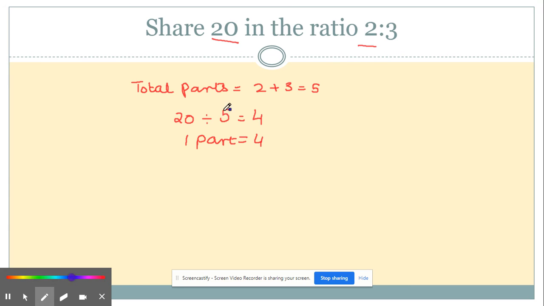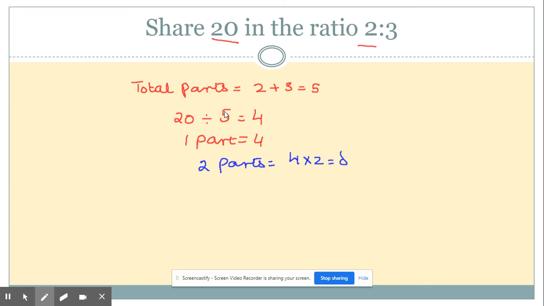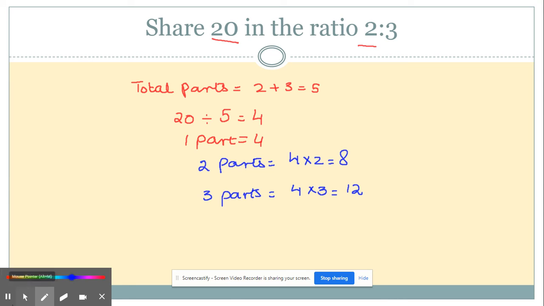So then I have to look at this. If I just show you with different color, then 2 parts will be equal to 4 times 2, which is 8. 3 parts will be equal to 4 times 3, 4 lots of 3, which is equal to 12. So my final answer will be 8 and 12. Copy this example down in your book and I will show you a bit more later.